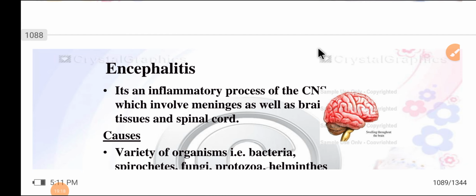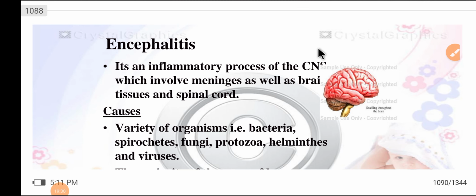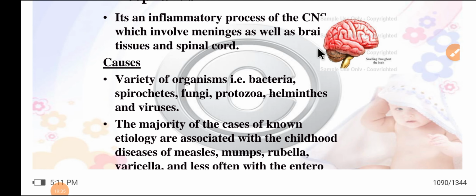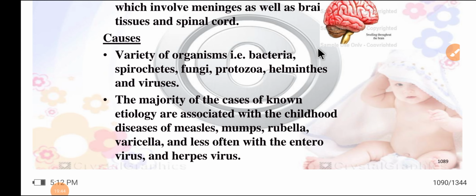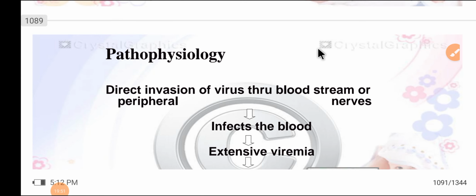Encephalitis. It's an inflammatory process of the CNS which involves meninges as well as brain tissue and spinal cord. Causes: variety of organisms, bacteria, spirochetes, fungi, protozoa, helminths, and viruses. The majority of cases of known etiology are associated with the childhood diseases of measles, mumps, rubella, varicella, and less often with the enterovirus and herpes virus.